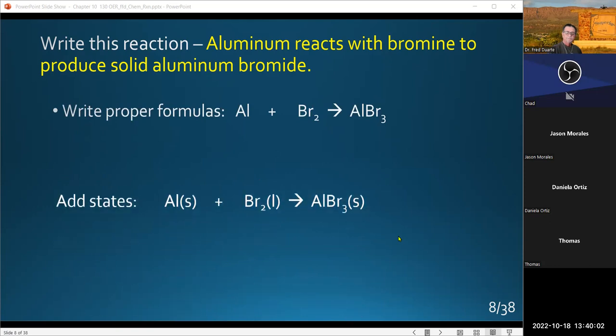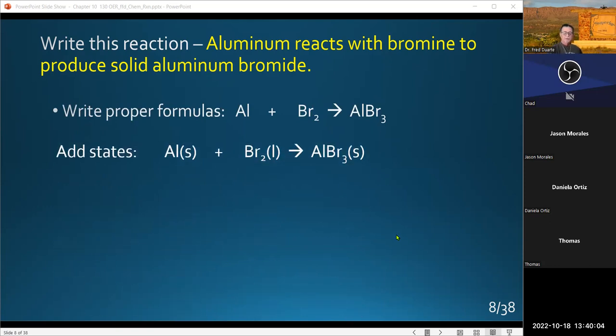Oh yeah, in physical states, don't forget those liquids. Bromine is one of 2 liquids in the elements. The other one is mercury.